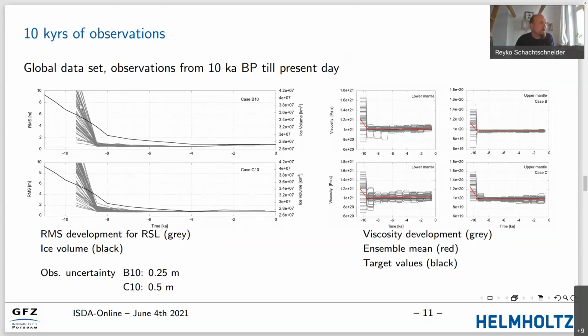And here the error drops quickly, stays very low, and the ensemble mean converges quickly to the target value in both cases here for the 25 or 50 centimeter observation uncertainty case.